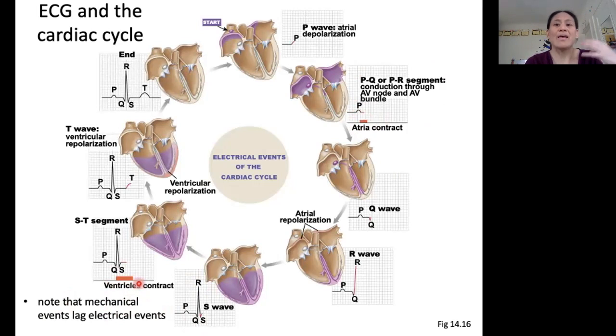And the reason for that, to reiterate what I said in the last set of lectures, is that it takes a little while to get the contraction to actually happen once you get depolarization, right? So you depolarize the cells in the ventricles, that's the contractile cells. You're going to depolarize them. It takes a while to have all of the little molecular events happen before you get actual contraction within those cells.